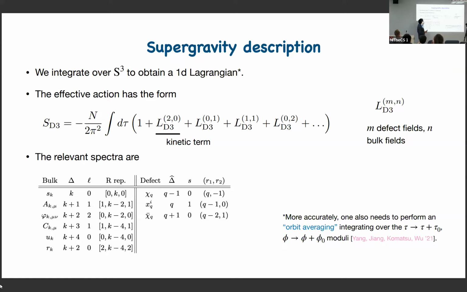in this form. Here, these different terms, m and n, correspond to how many fields you have. m labels the number of defect fields, and n is the number of bulk fields. For example, this term (2,0) is the connected term for the fluctuations on the defect. From that, you can read off the spectrum. And this (0,1) is useful as it has just one bulk field. It's useful for computing the one point function. And then you also have more of these.